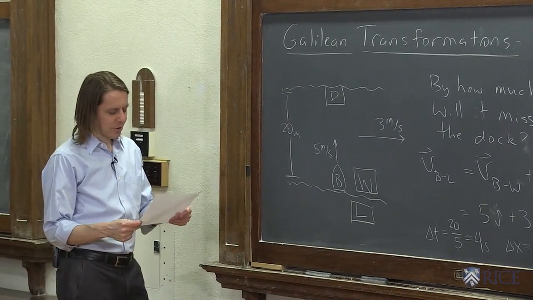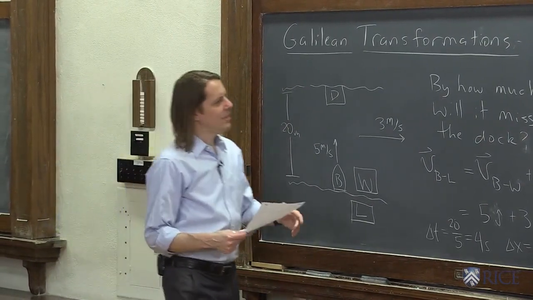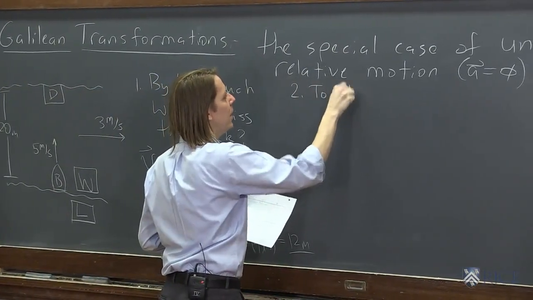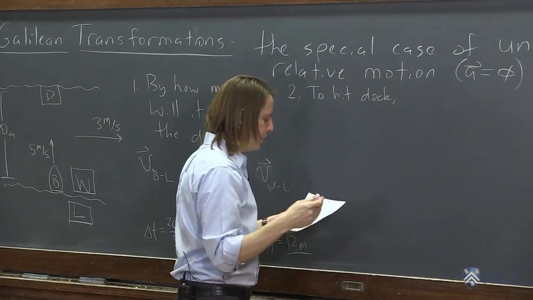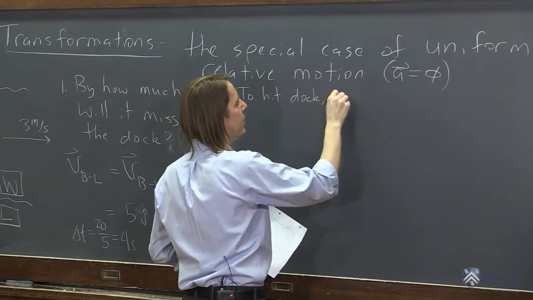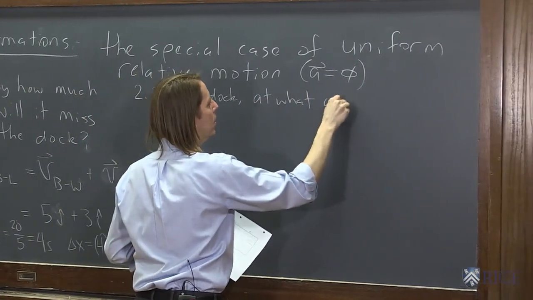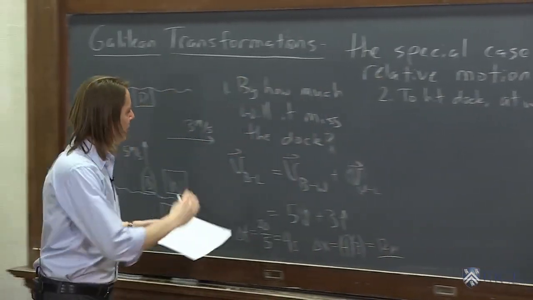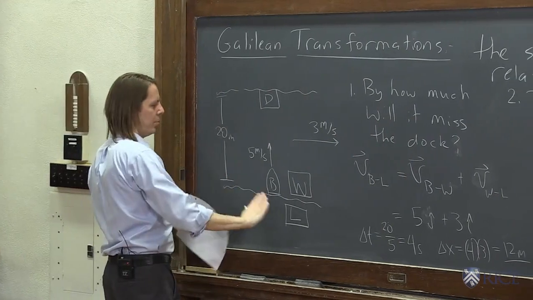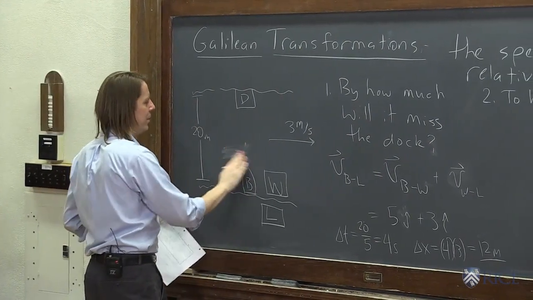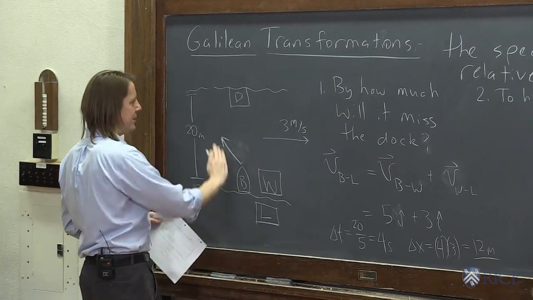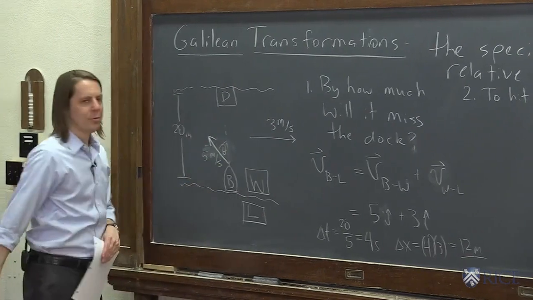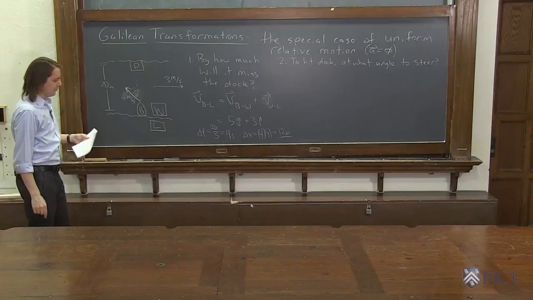But here's a slightly more complicated question. This was question 1, here's question 2. To hit the dock, at what angle should he steer? What angle should the boat set out at relative to the water, relative to the perpendicular bank? So we could kind of draw it instead. We could say, oh, it's going to go off like that in an attempt to end up at the dock. So at what angle theta? Still 5 meters per second. That's what the motor does. But what angle should he turn off at?